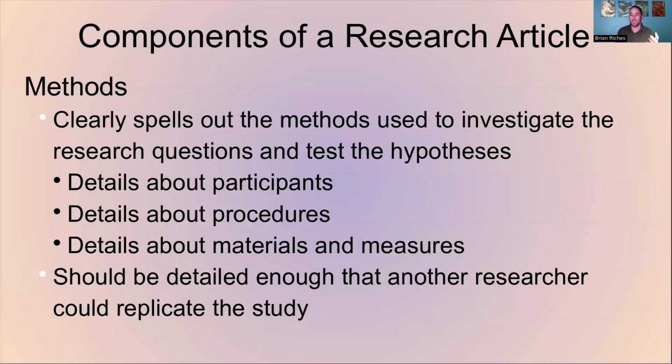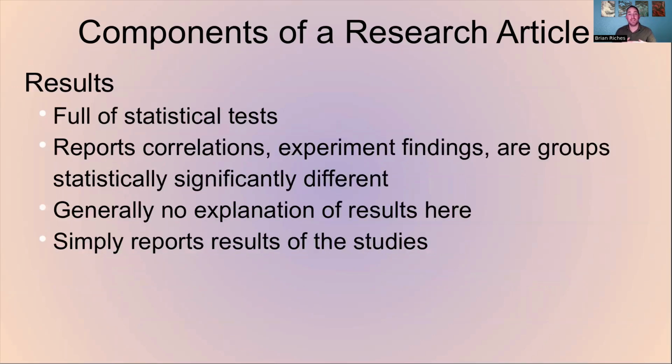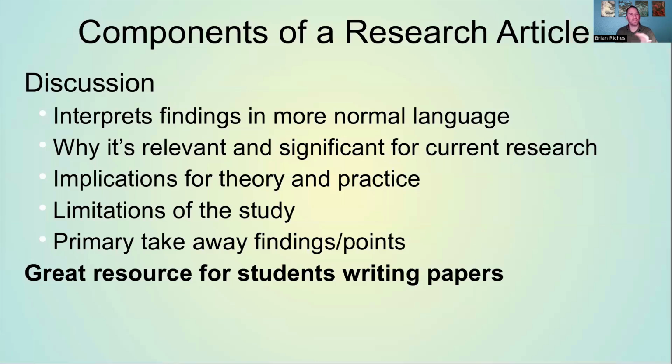Methods, in a 100 level class, you can probably skip the methods and you could probably skip the results. The methods is where the scientists say, these are the scientific methods we used in this study. Results is, here are the actual statistical tests, the statistical results that we found in this study. So again, methods and results at a 100 level class, you can just skip those. Skip all the way to the discussion. Sometimes it'll be labeled conclusion.